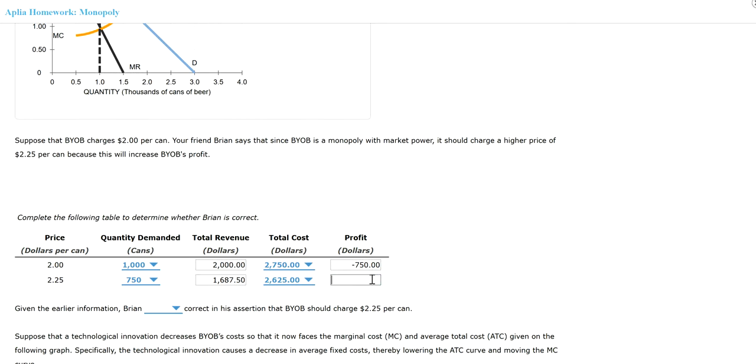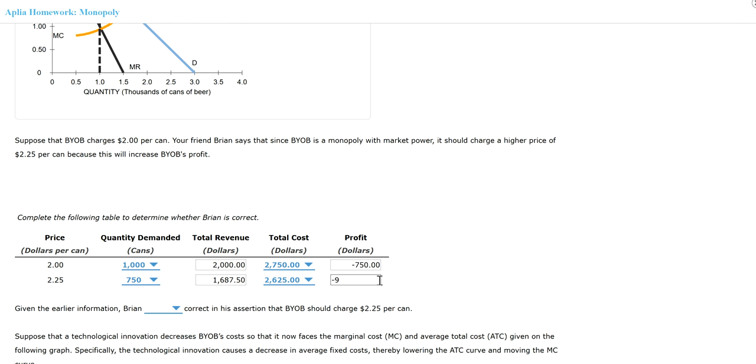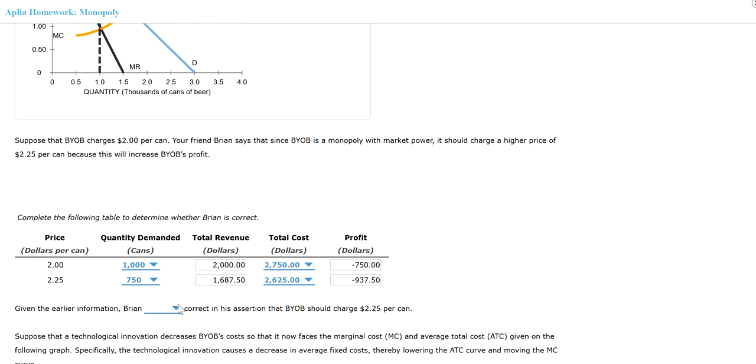All right, and then for your profit or loss, this equals your 2,625 minus 1,687.5. So your profit, or loss, should be negative 937.5. Well, okay, the reason why mine is positive, let me redo it. You're supposed to use your total revenue, 1,687.5, minus the 2,625. There, that's more like it. All right, so given this information, Brian is not correct, because at $2, your loss is smaller than if you do $2.25, okay?